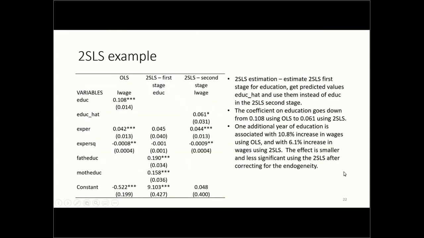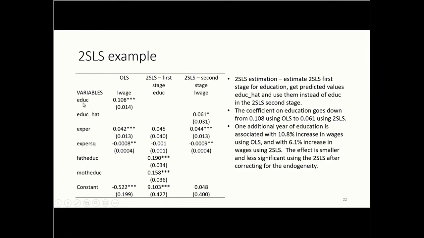And here are the results for the two-stage least squares estimation. The first column here is the OLS estimation, ignoring the fact that education may be endogenous. So here we have log of wage regressed on education, experience, and experience square. And this is the coefficient here. We interpret this coefficient as: for each additional year of education, wage increases by 10.8%.